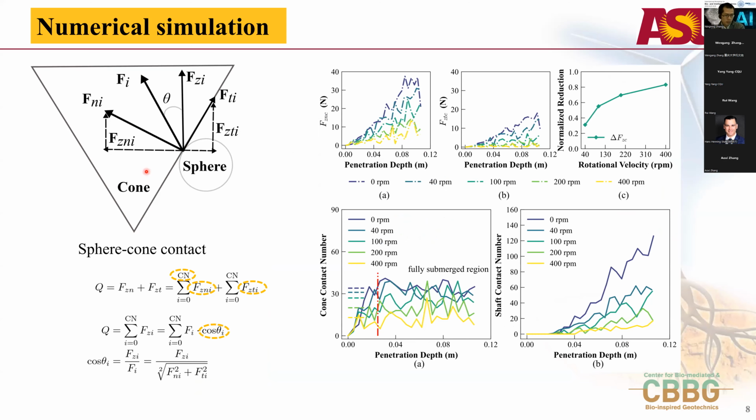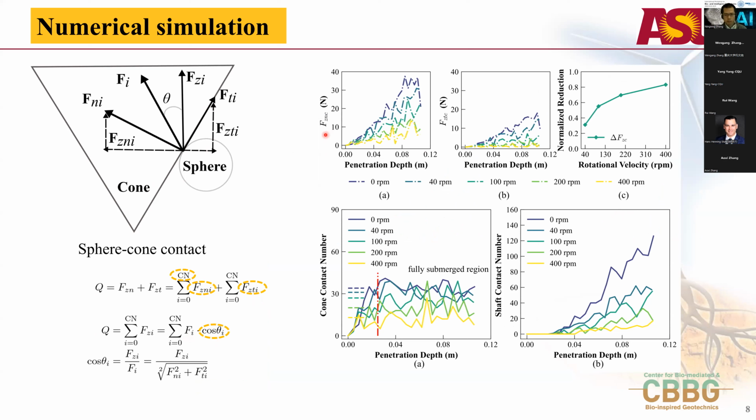Here is the schematic picture for the contact force on the cone. Both the contact normal force and the contact shear force have a vertical component and a horizontal component. The penetration force is related to the vertical component of the contact normal force and that of the contact shear force, as well as the number of particles that contact the cone. Also, the penetration force is related to the orientation of the resultant force.